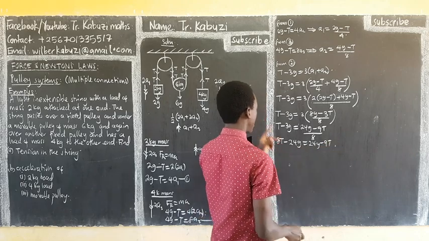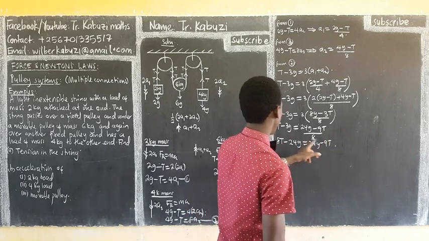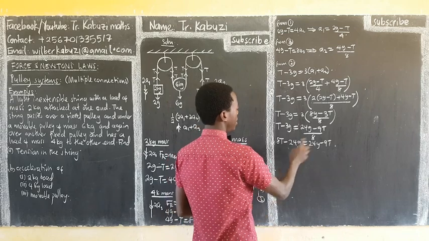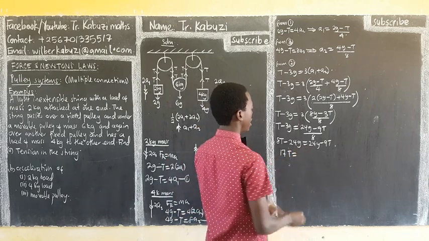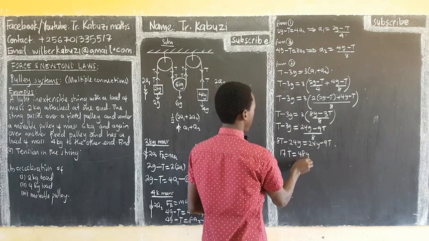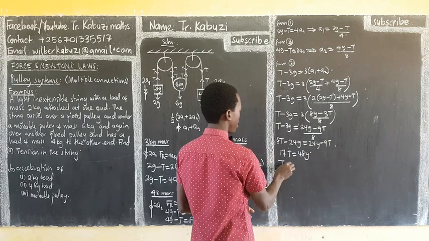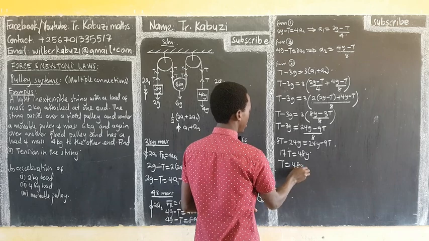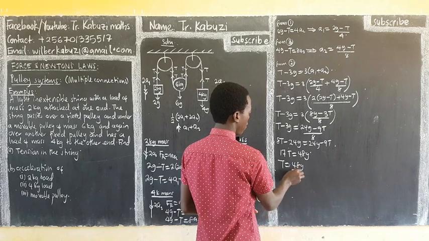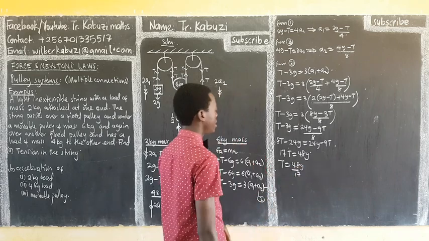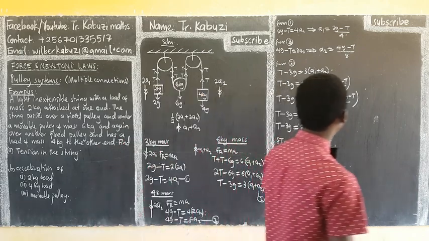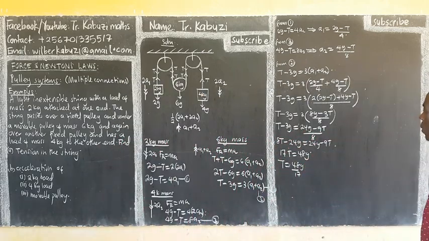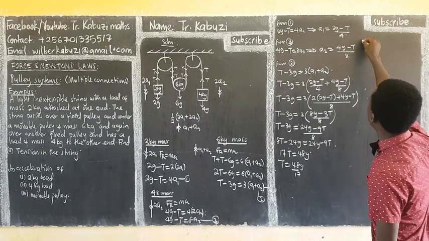And I take this side, I'll be having 17t equal to 2. Take this side, I have 48d. So my tension here is going to be 48d over 17. So that will be our tension, which we can happily simplify.